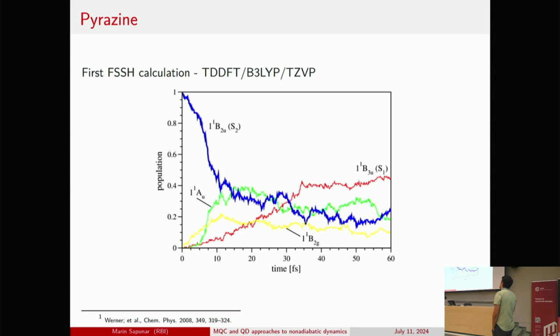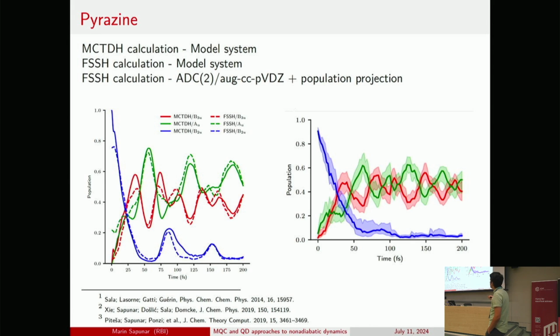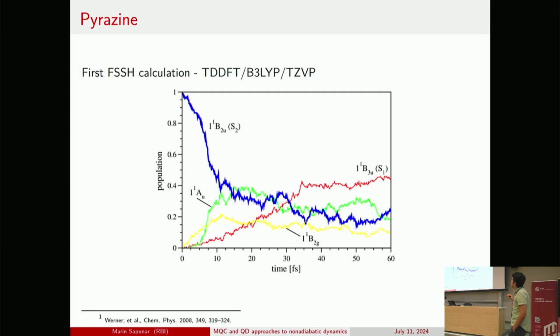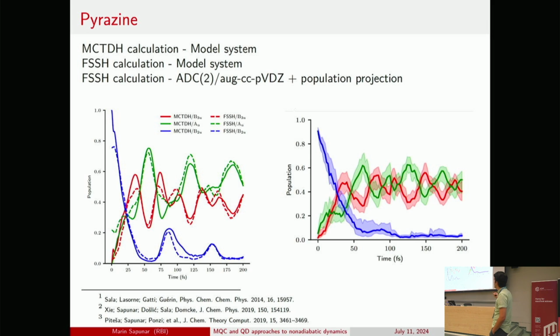And then when the quantum dynamics community read this article, they said, okay, what's happening here? They have more states than we do. Let's try to make a model with more states. And Sala and co-workers made a model with more states. So these are adiabatic populations, so they are not what they are looking at in quantum dynamics.